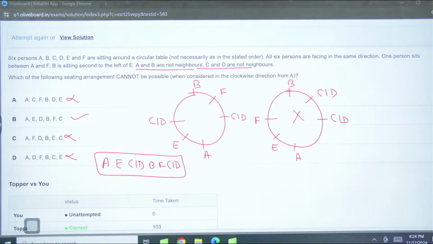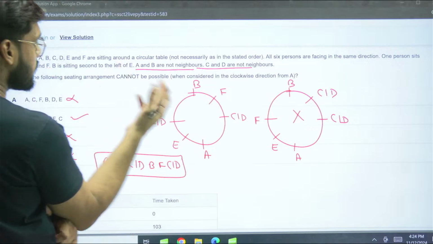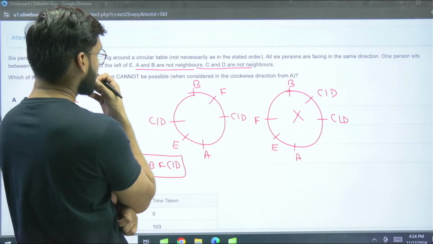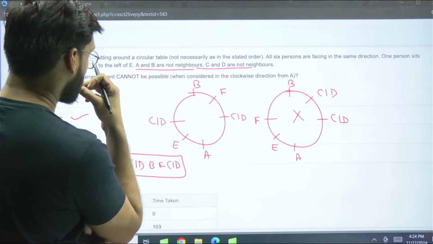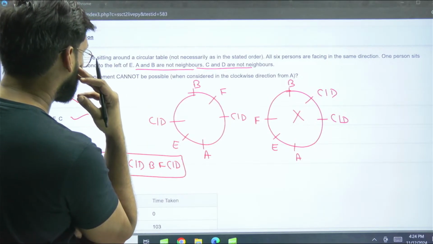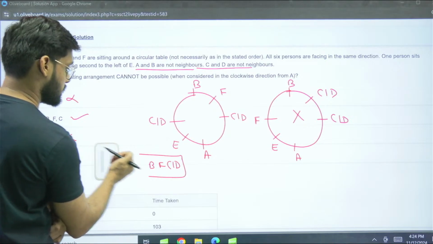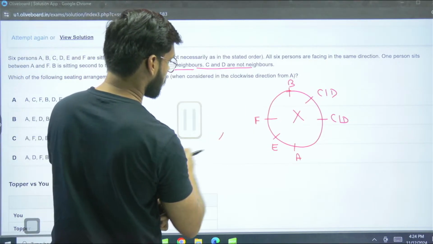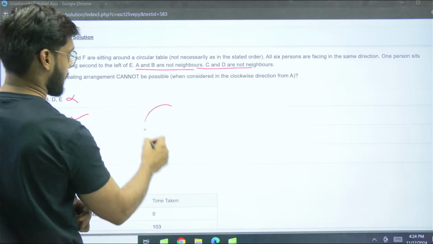B is the only possible one, but they are asking which of the following cannot be possible. We have assumed them inside. What should we do? We should take them outside. But this is not wrong as well. Let's take them outside.